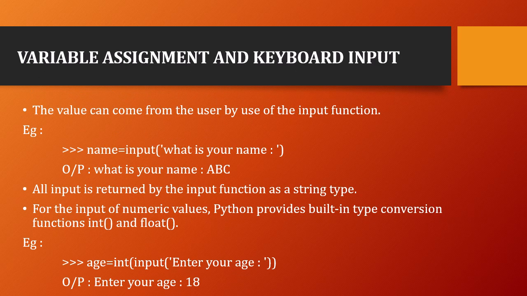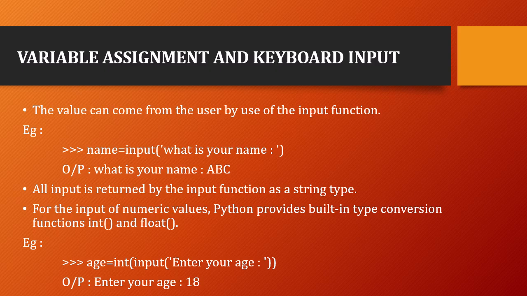Variable assignment and keyboard input. The value can come from the user by use of the input function. Example: name = input('What is your name?'). Output: What is your name? ABC. That is the value which we give, and it will be assigned to that name. All input is returned by the input function as a string type.